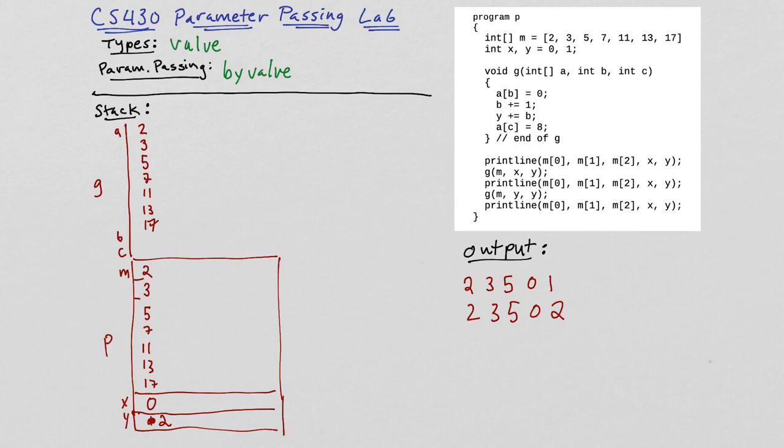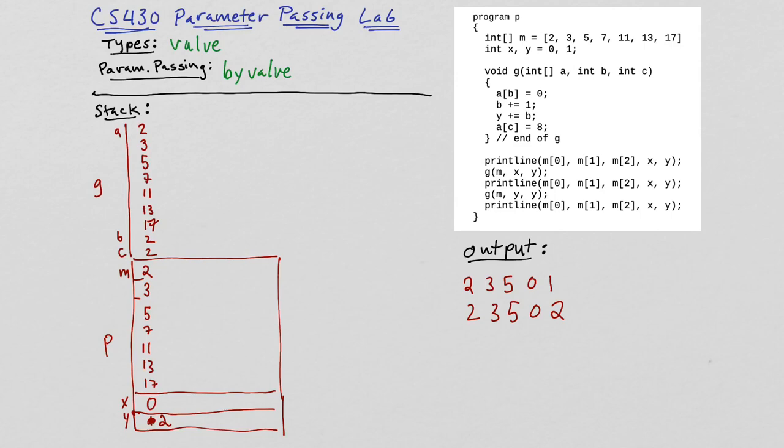Okay, and now I'm passing the value, my actual parameter for both B and C is Y. And so I'm passing in 2 for B and 2 for C. And then let's execute the code again. I'm going to do it a little faster. Again, I'm going to be running through these lines of code right here.